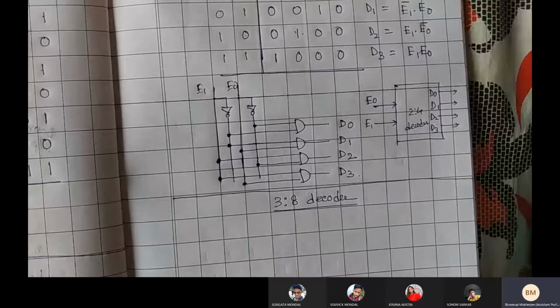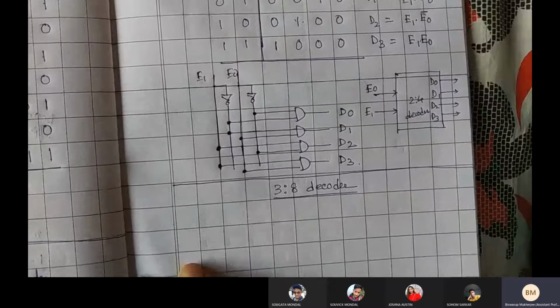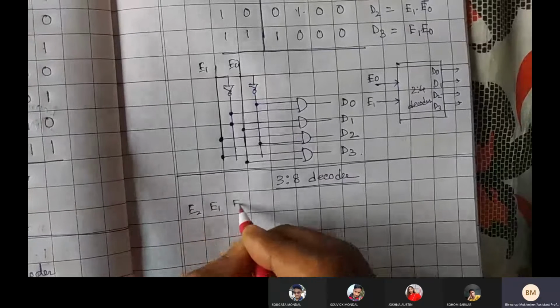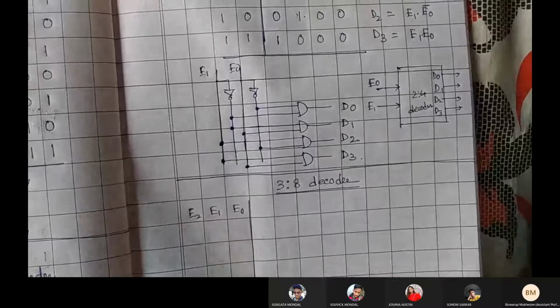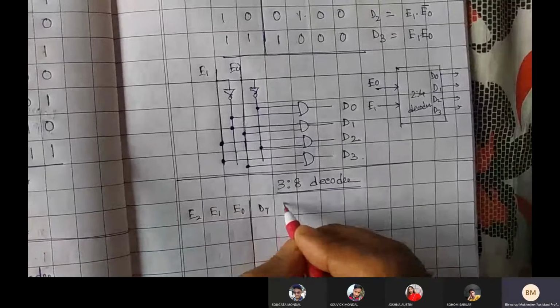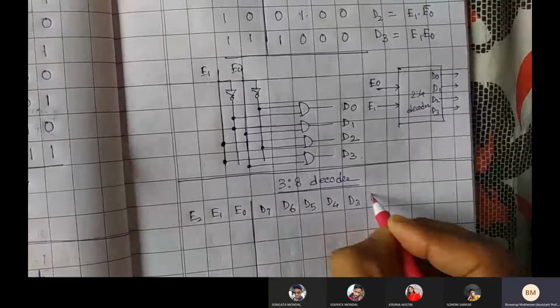Let us have the next, 3:8 decoder. Obviously, as the name suggests, it will have 3 inputs and 8 outputs. So the 3 inputs are E2, E1, E0, followed by the outputs D7, D6, D5, D4, D3, D2, D1, D0. These are the outputs, right?